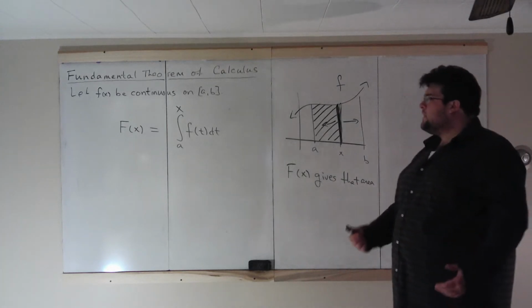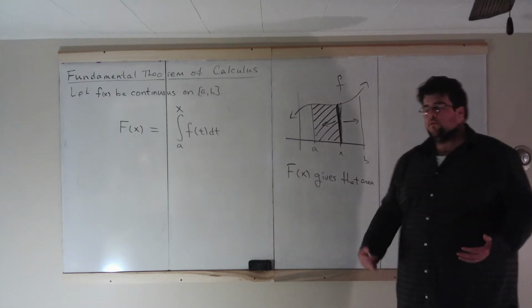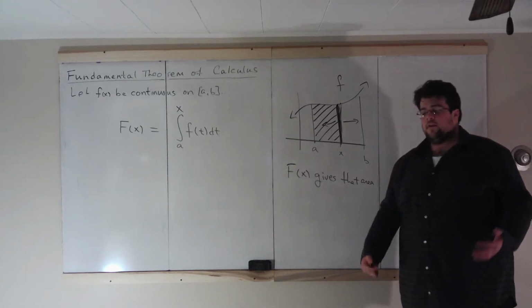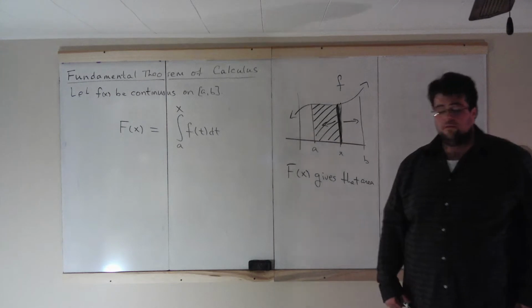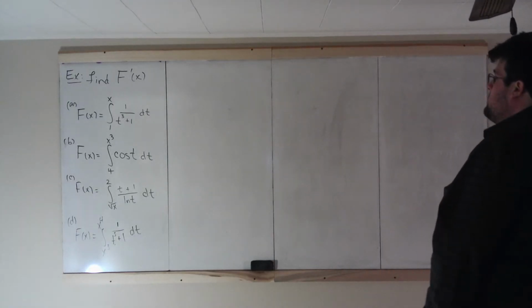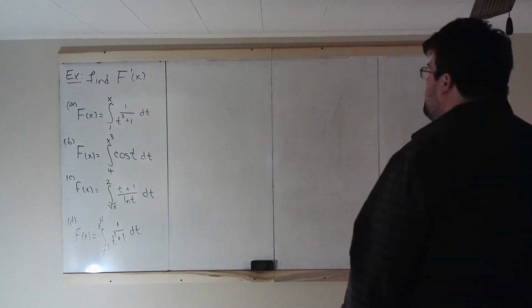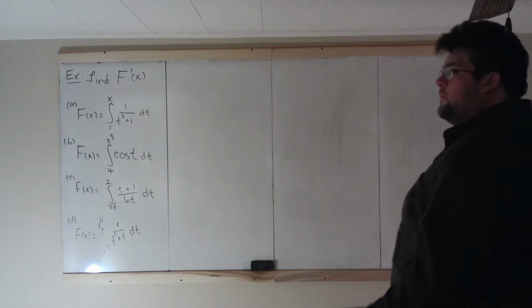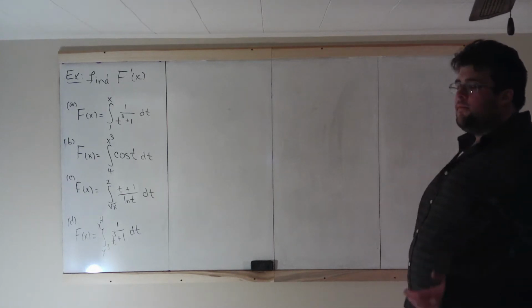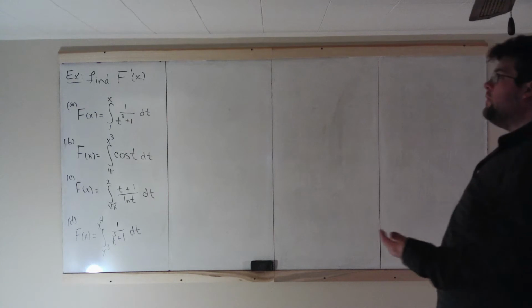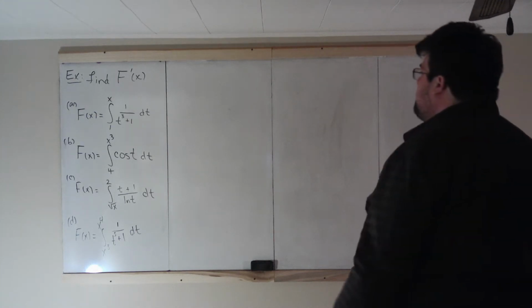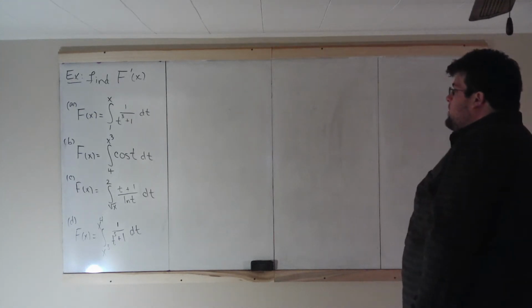So let's look at some examples of computations we can do using the first part of the fundamental theorem of calculus. Let's do these four examples. Find capital F prime of x. So the first part of the fundamental theorem of calculus said we can find the derivative of a definite integral. Find capital F prime of x. Here we have four examples.